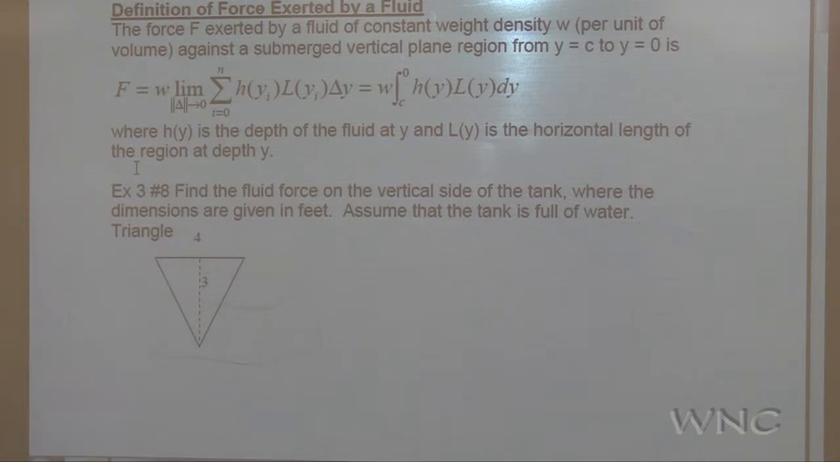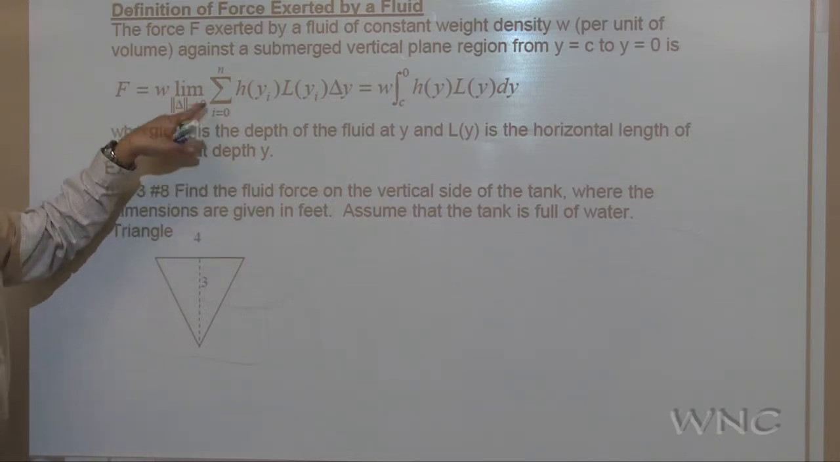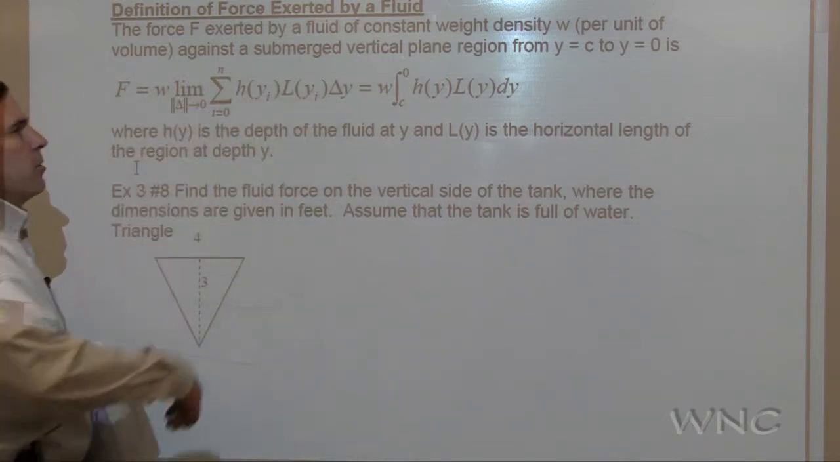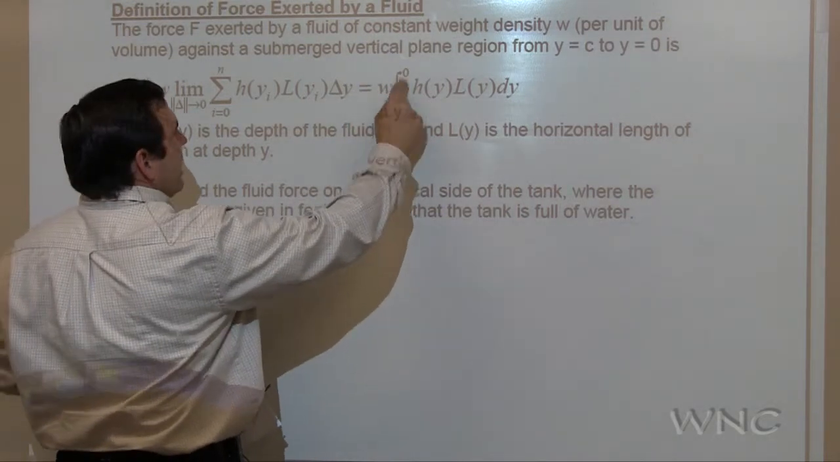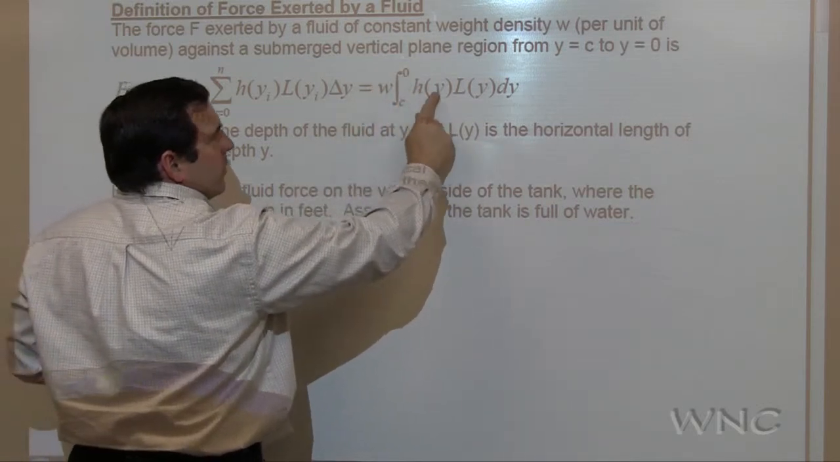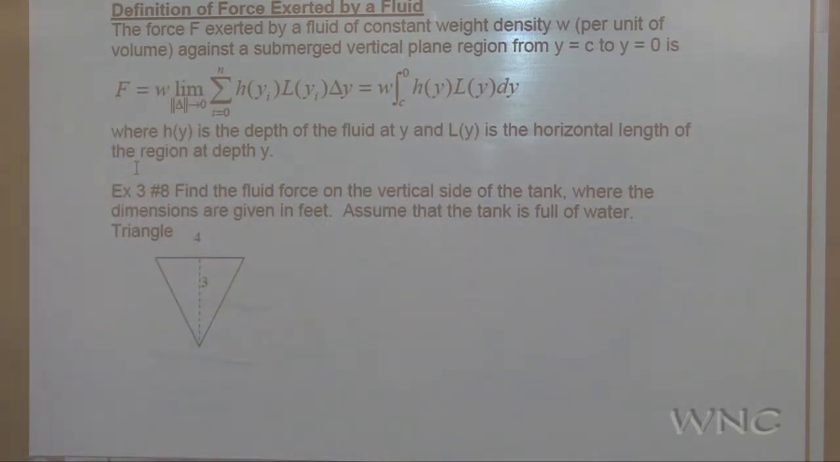Okay, the force F exerted by a fluid of constant weight density, W, per unit volume, against a submerged vertical plane region from y equals c to y equals 0, is defined to be the weight times the limit as the norm goes to 0 of the sum from i equals 0 to n of h of yi times L of yi delta y. In terms of what we're used to, W times the integral from c to 0, not 0 to c, c to 0, from the deep point to no depth at all, of h of y, L of y dy, where h of y is the depth of the fluid at y, and L of y is a horizontal length, so our cross-sectional length of the region at depth y.